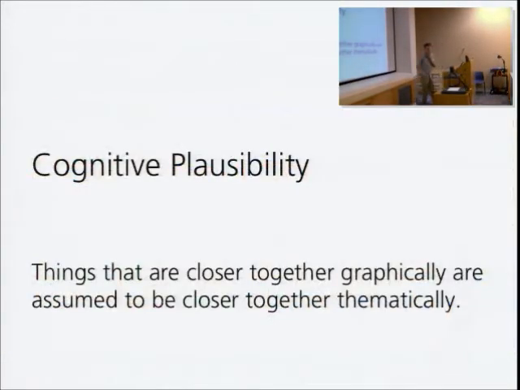Okay. And a concept that underlies a lot of good layout design that Sarah Fabricant in Zurich has certainly popularised, this idea of cognitive plausibility. And in the context of geographic data and mapping, you can summarise it by saying that things that are close together graphically are assumed, we all assume it, to be closer together thematically. They're more likely to be similar to each other. They have some stronger association.